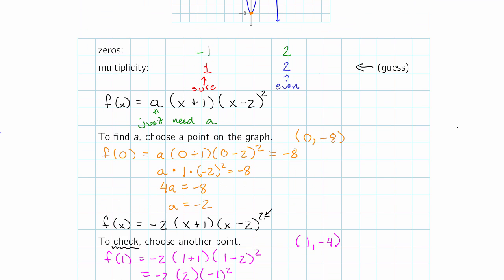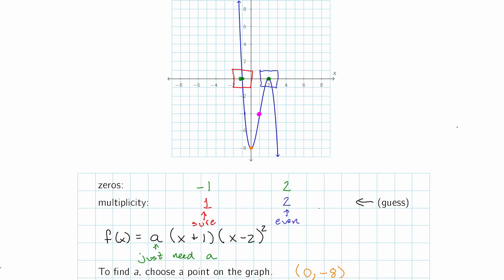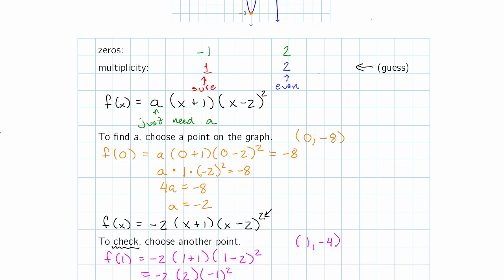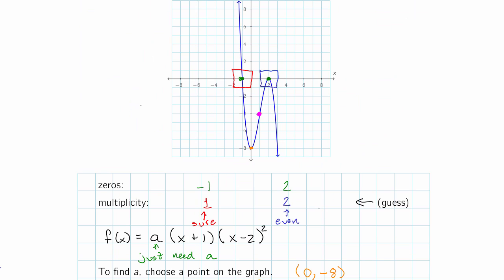So how did we go about this? First we looked at the zeros, and then we guessed the multiplicities from the shape. We put those into an expression for the function, found the leading coefficient, and double-checked. One last double-check we can make is to think about the end behavior.